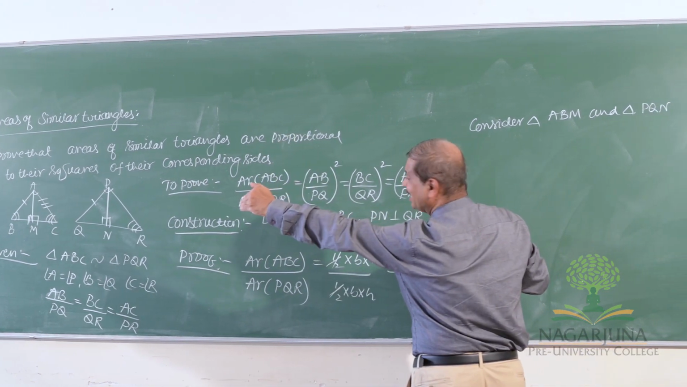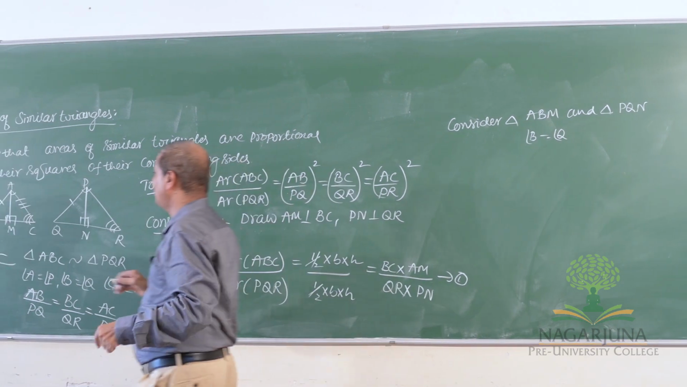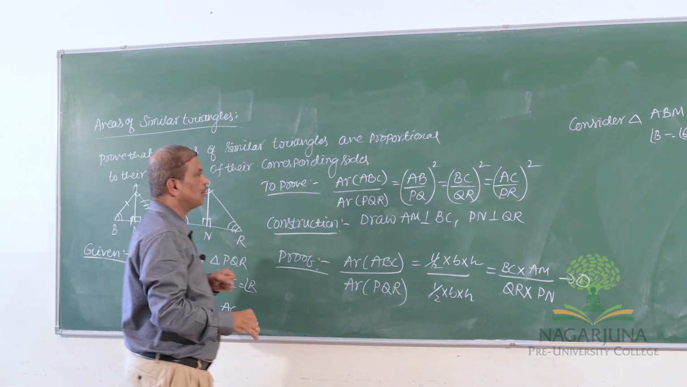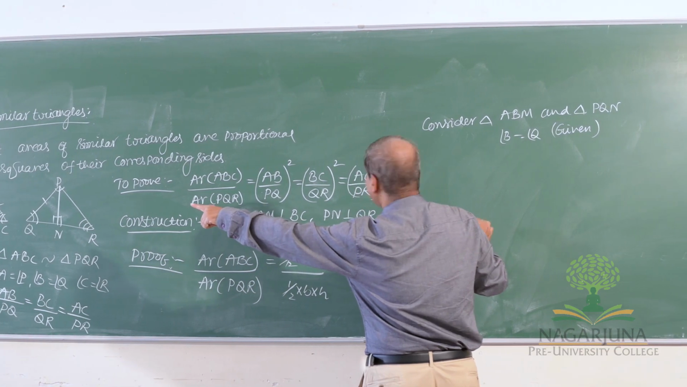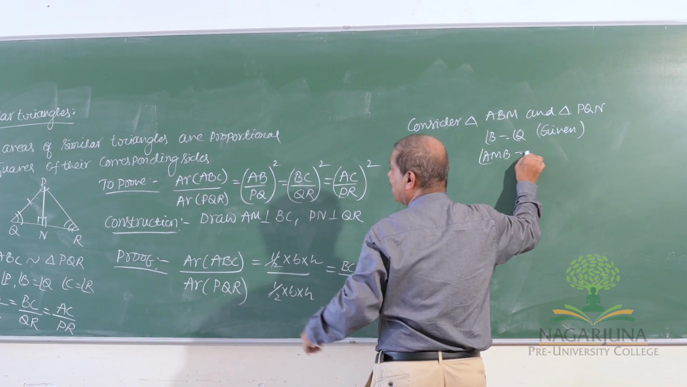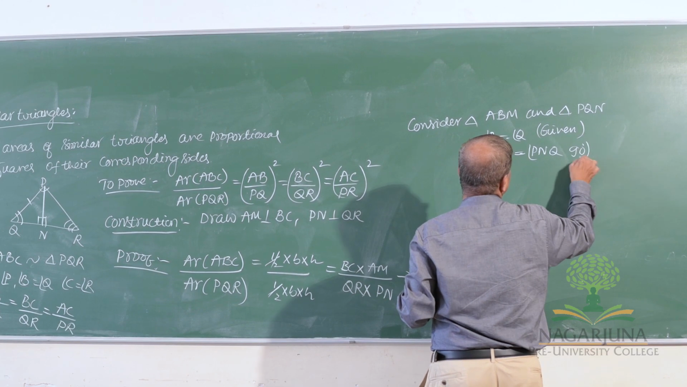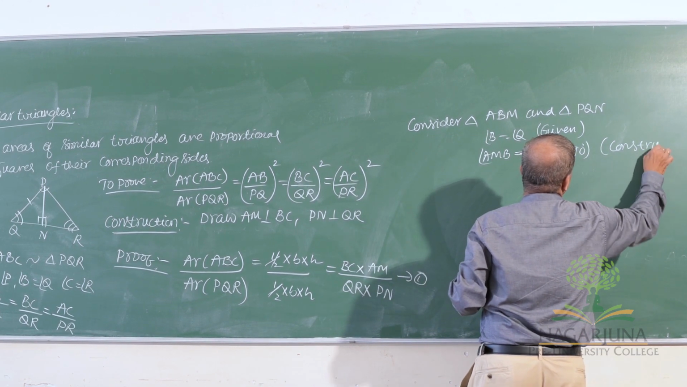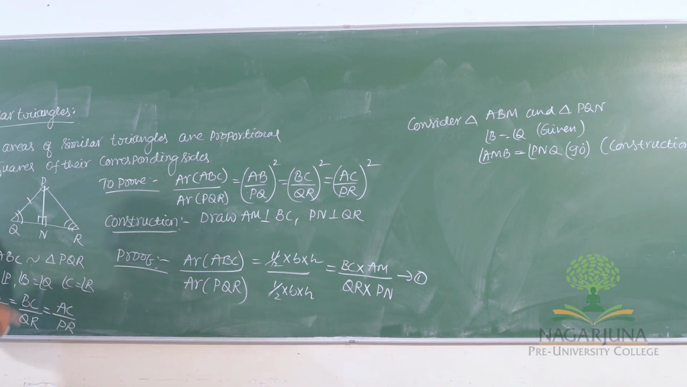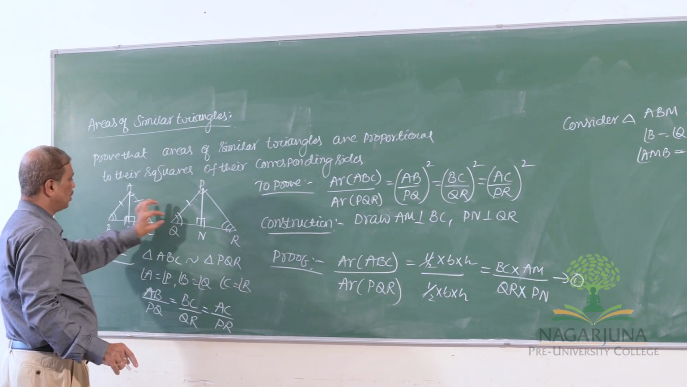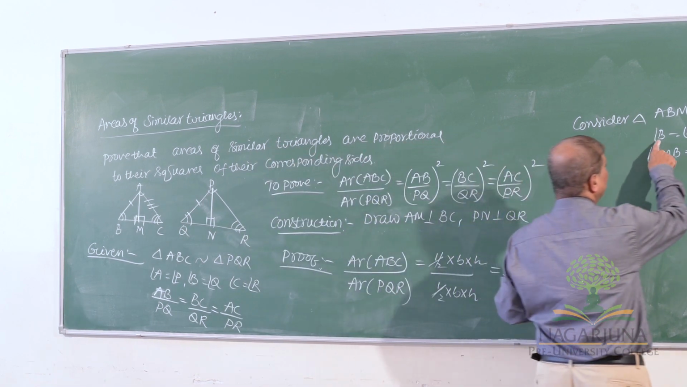Now see here, angle B is equal to angle Q. Already we know that angle B is equal to angle Q, which is given. Next, angle AMB equals angle PNQ, which is equal to 90 degrees. After construction, that will become 90 degrees. So here AMB is 90 degrees, PNQ is 90 degrees, angle B is equal to angle Q, already given. So then two angles are equal.